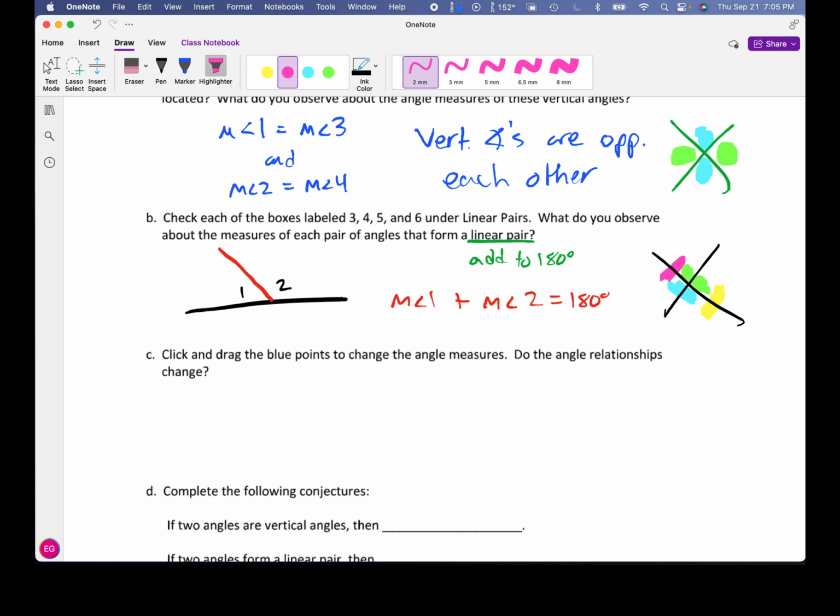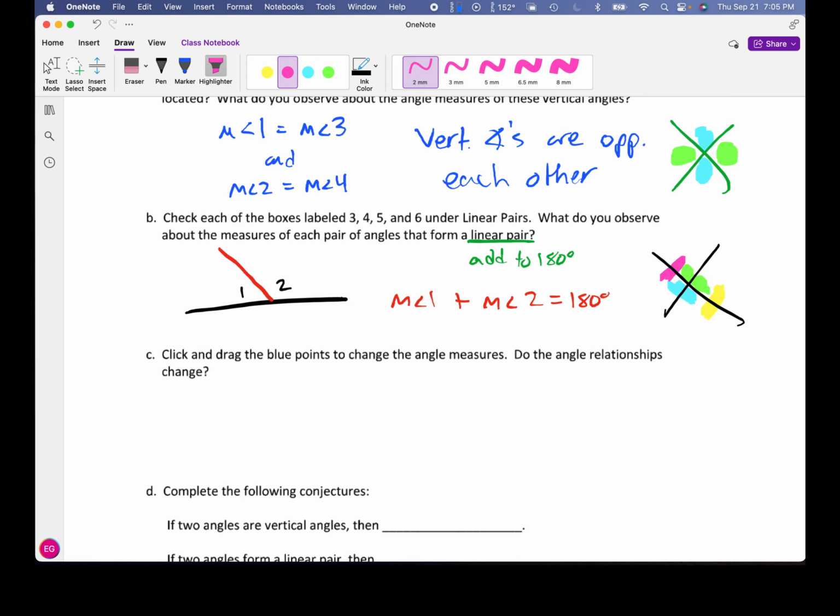So last thing says, click and drag the blue points to change the angle measures. Do the relationships change for any of these things? So if I click and drag this, what do we notice is that the linear pairs still are adding up to 180, and that should make sense because we still have a line, which is still a straight angle. When we do vertical angles, same idea. They're opposite each other always, and they have an equal measure no matter what. So it doesn't change even if we play around with stuff. So do the angles change? No.